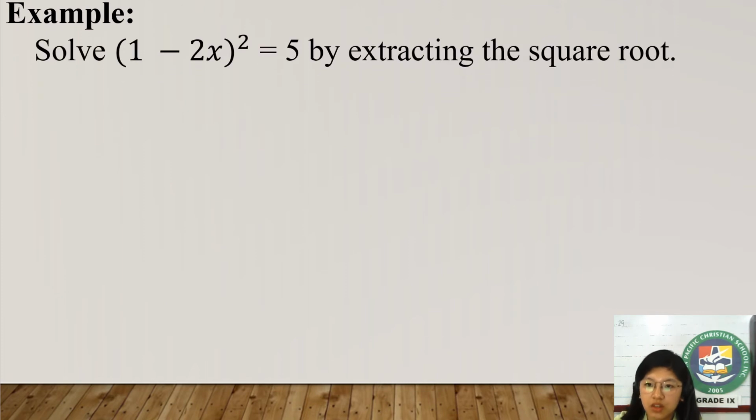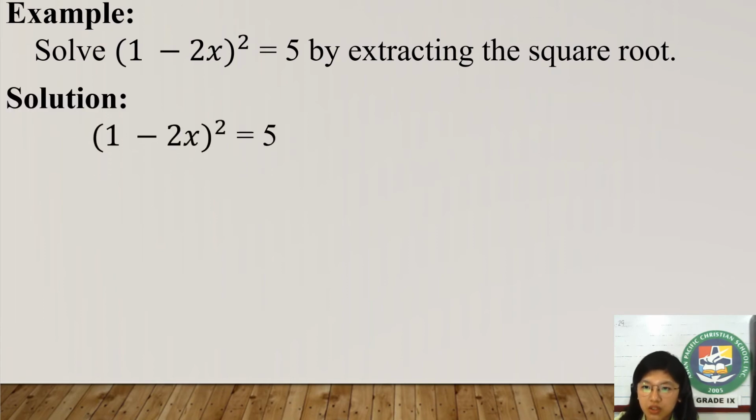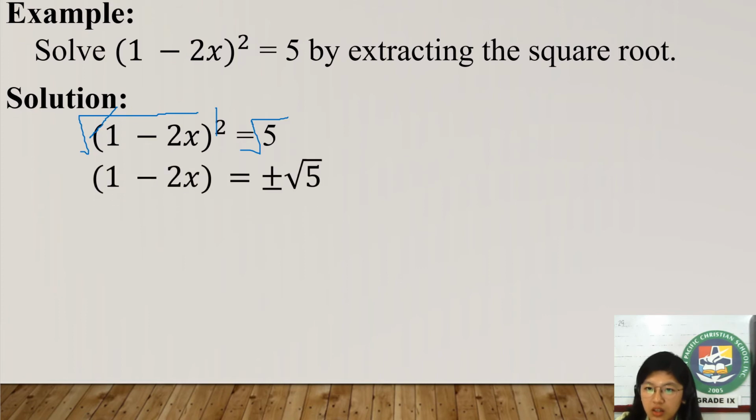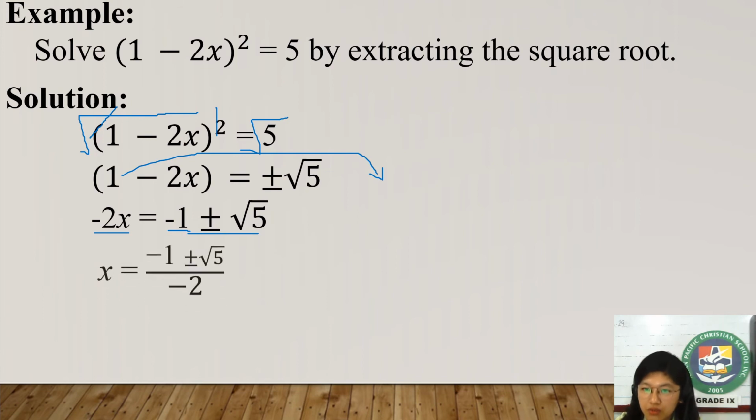And another example, we have 1 minus 2x squared equals 5 by extracting the square root. Ayan yung given. So, to extract the square root, we have to cancel this one. And ang matitira ay 1 minus 2x equals positive negative square root of 5. Then, sabi ko kanina, dapat matira yung may kasamang x dito sa left side. So, transpose yung kasama niya. We have positive 1 kapag tinranspose or nilipat, naging negative 1. And ang natira, negative 2x is equal to negative 1, positive negative square root of 5.